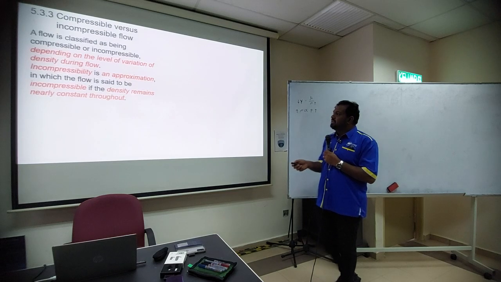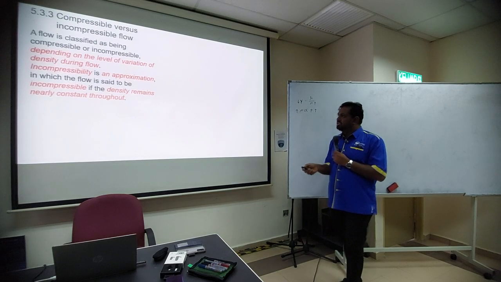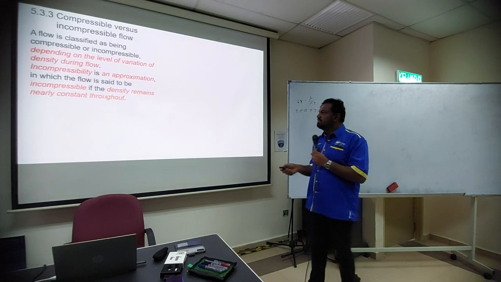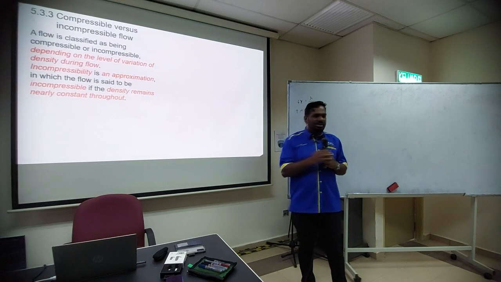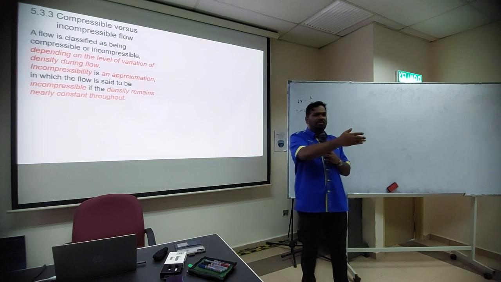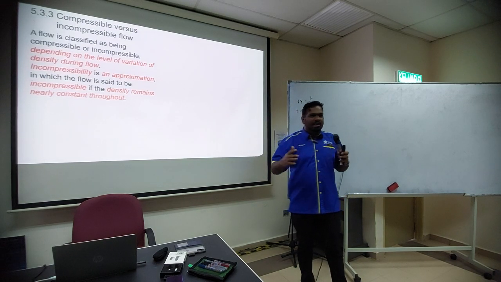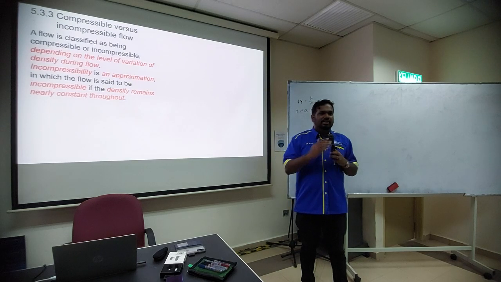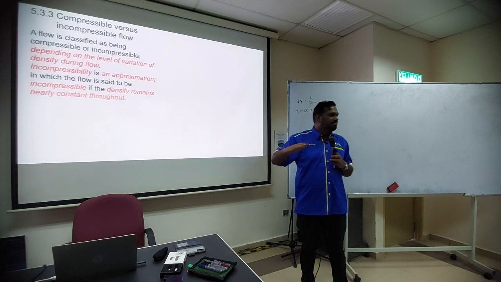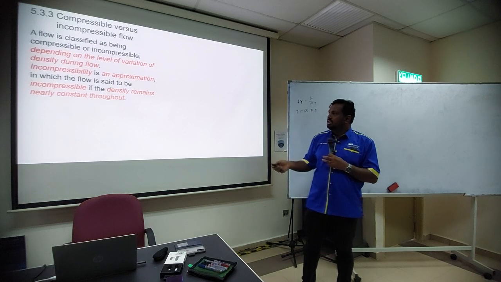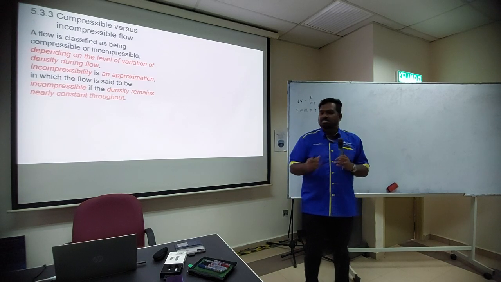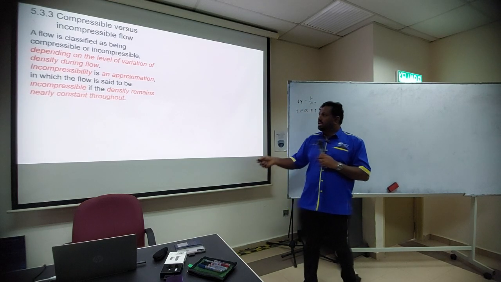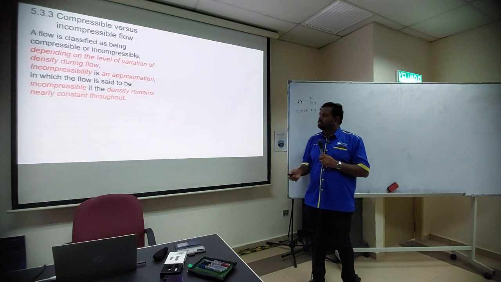So incompressibility is an approximation in which the flow is said to be incompressible if the density remains nearly constant throughout. Okay, so if the fluid is moving from point A to point B, and throughout that, the density remains the same, so we call it incompressible. Even though you apply force, it still remains the same. So we know that it is an incompressible fluid.